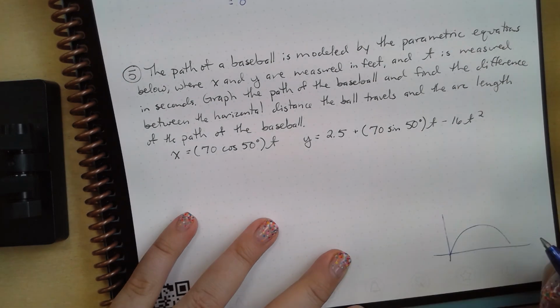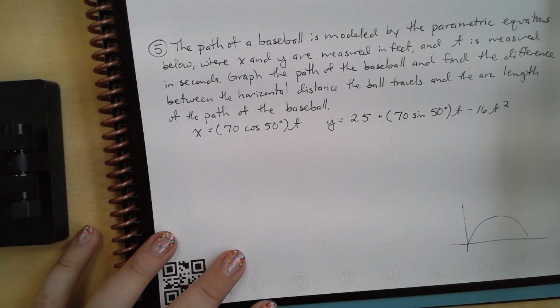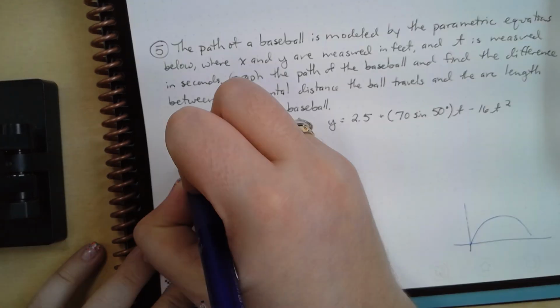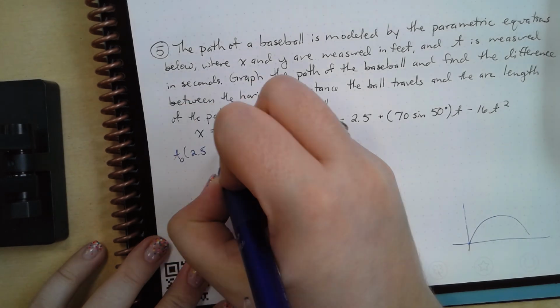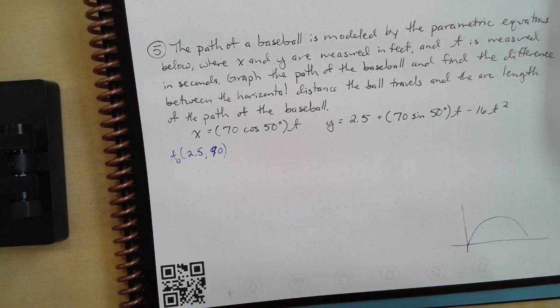When I trace at time t equals 0, we're at 2.5. When t is 0, we're at 2.5, right? So we're 90 feet above. Is that right?